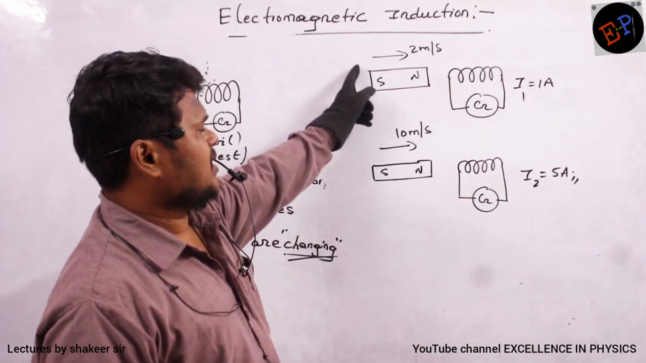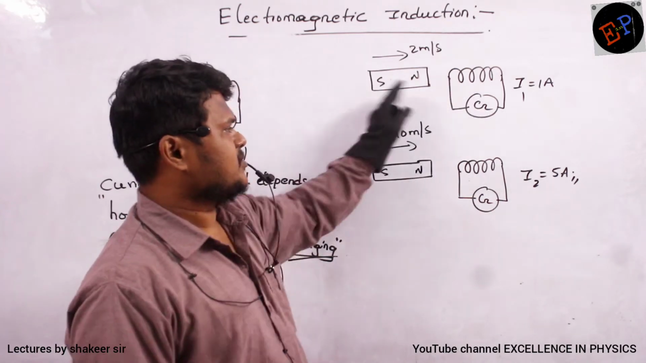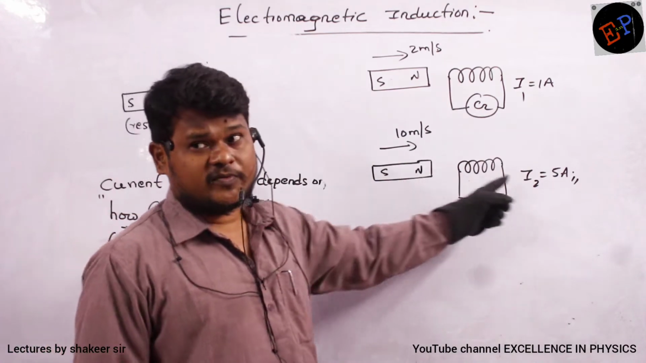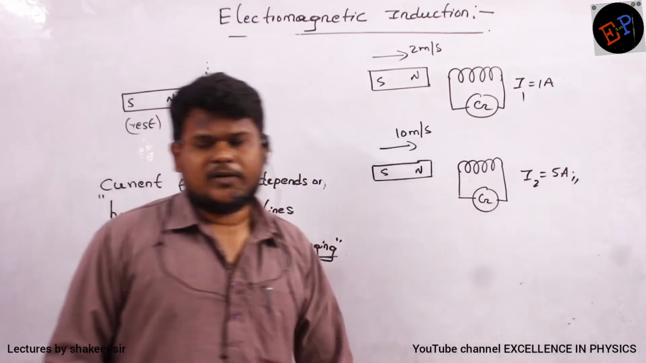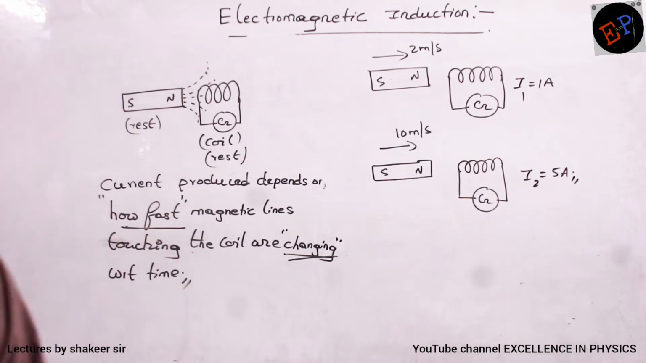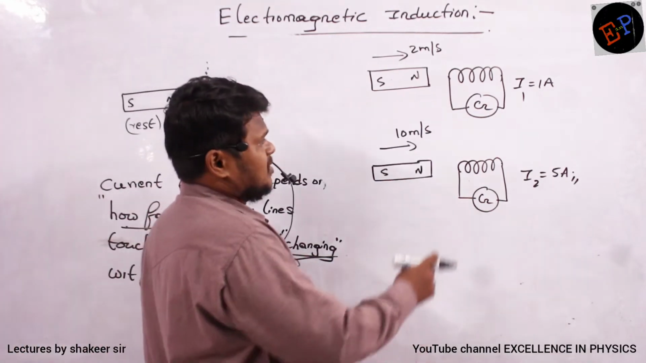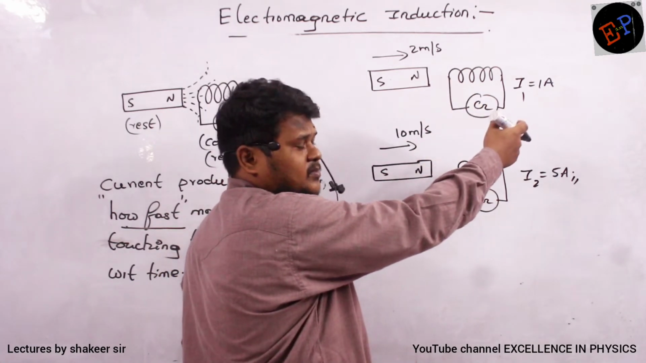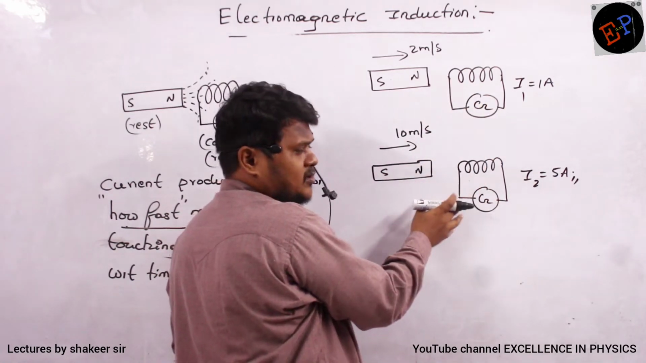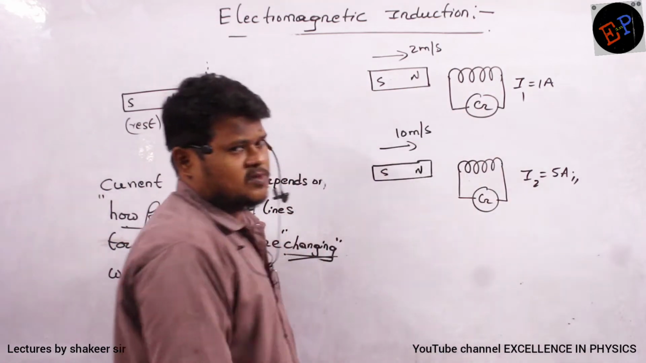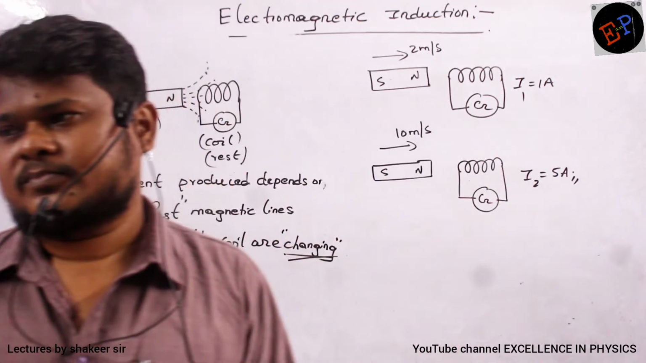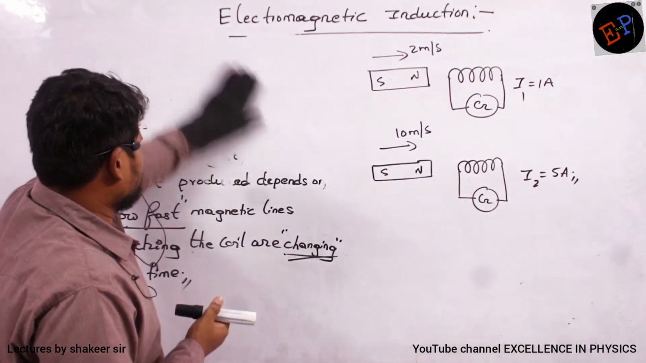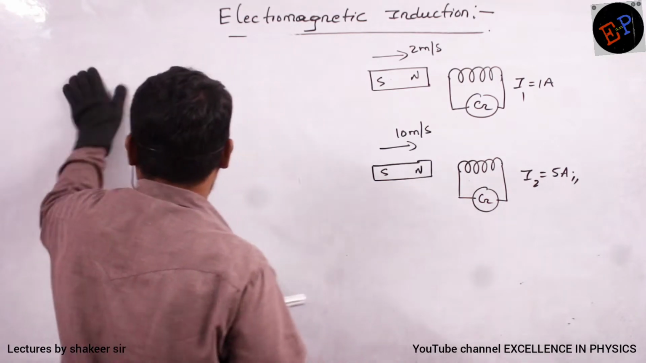What is the difference between both of them? Here the magnet is moving slowly with a speed of 2 meters per second, and the current produced is also lesser. But in the second condition, the magnet is moving very fast, so the amount of current produced is also greater. Why is it like this? Because here the number of magnetic lines touching the coil will change slowly. But here the number of lines touching the coil will increase very fast. So the current produced is also very fast. Are you able to understand? That's it. Now see, my point is, in which condition will current be produced?